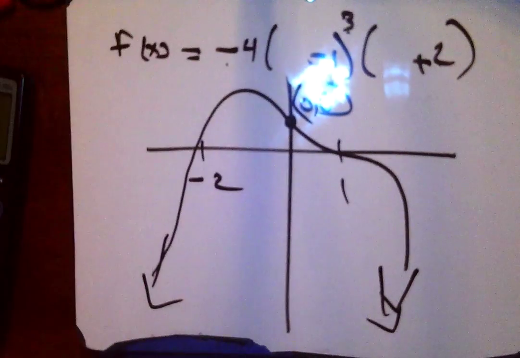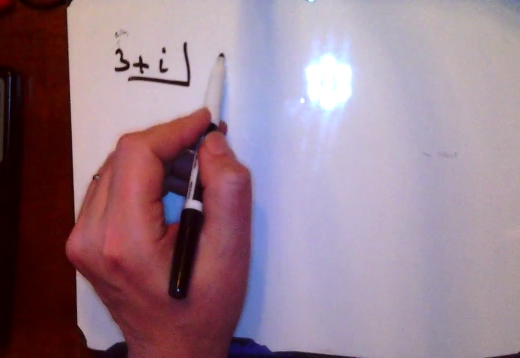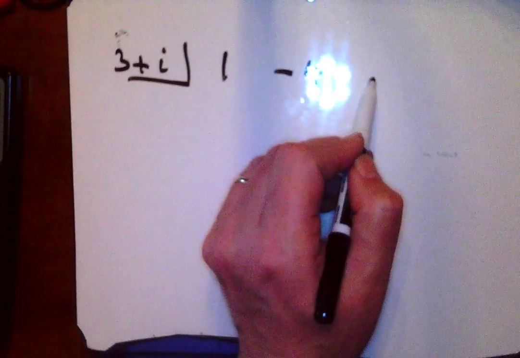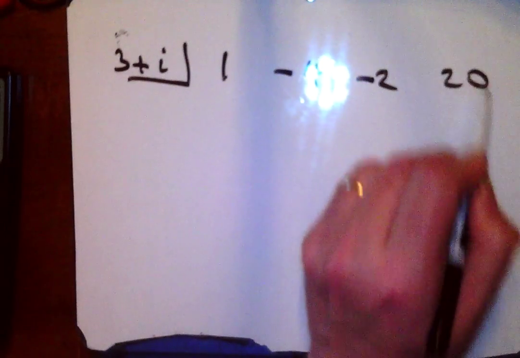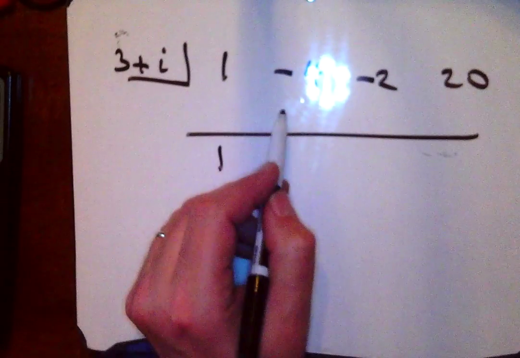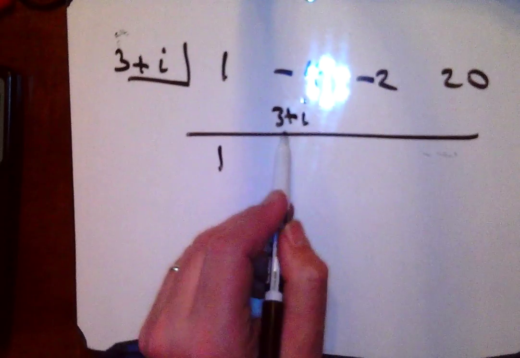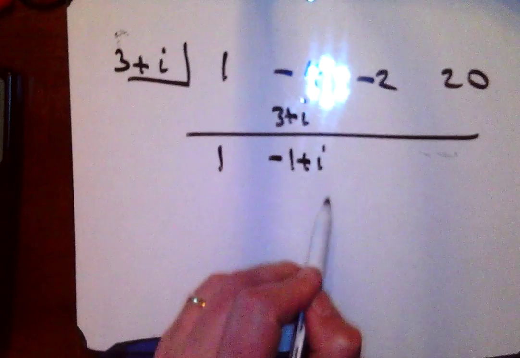All right, station 13. Let's see. Ooh, if 3 plus i is a 0, find the remaining zeros. Notice how it doesn't say find all the zeros? It says find the remaining zeros. Well, let's see how that goes. 3 plus i, 1 minus 4 minus 2, 20. Bring down the 1, and get 3 plus i.